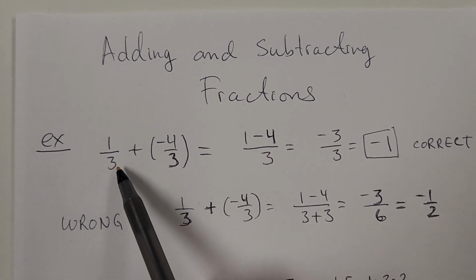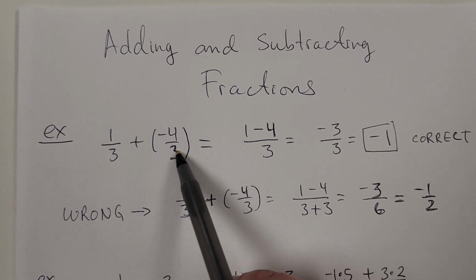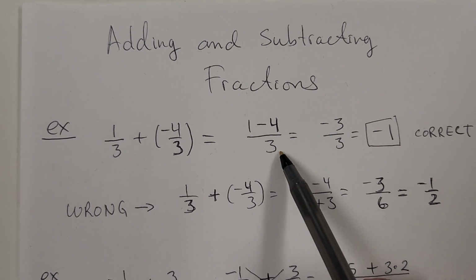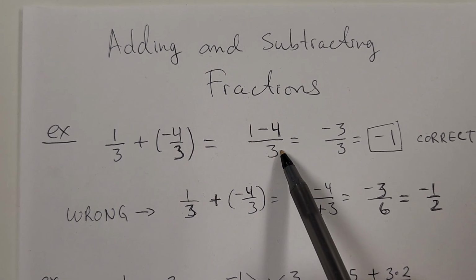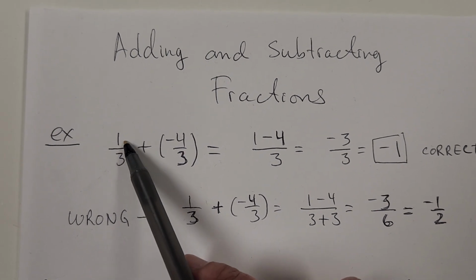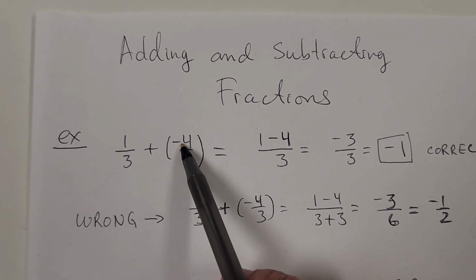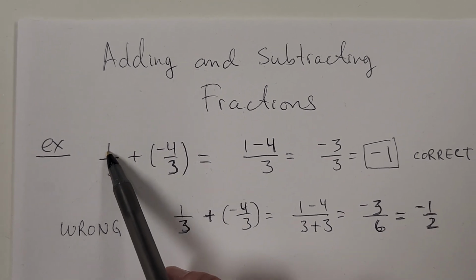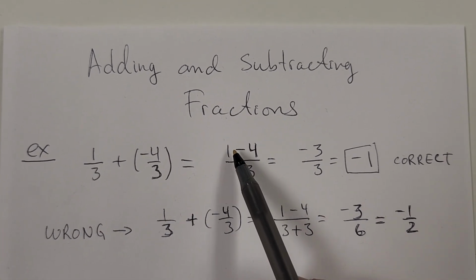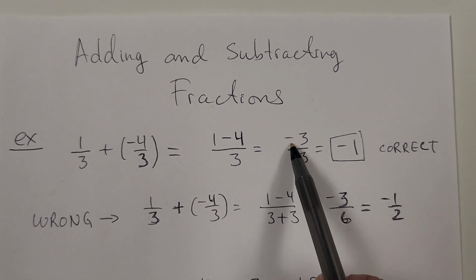So here at the bottom, I have 3 and 3. Since the denominators are the same, leave that alone. Do not change that number. All you have to do is just add or subtract the top. So here I have 1 plus negative 4, which I wrote over here, and then 1 subtract 4 gives me negative 3.